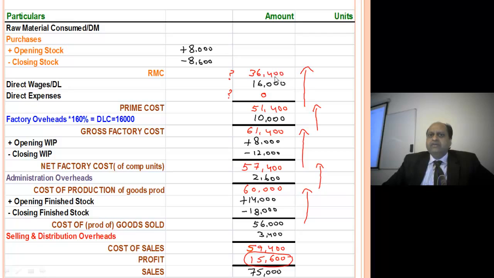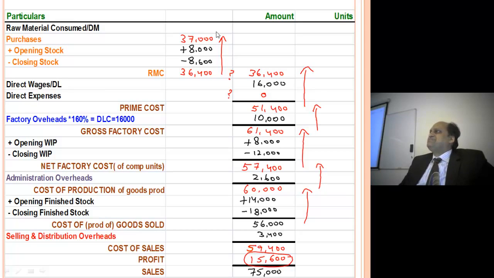36,400. Okay. So this figure is raw material consumed. I have placed here also 36,400. Now I want to know which figure. I want to know purchase. Again I will move up. For that what will I do? I will add 8,600 and deduct 8,000 and I will get 37,000. These are my purchases. So this way I have completed my entire cost sheet without any problem.